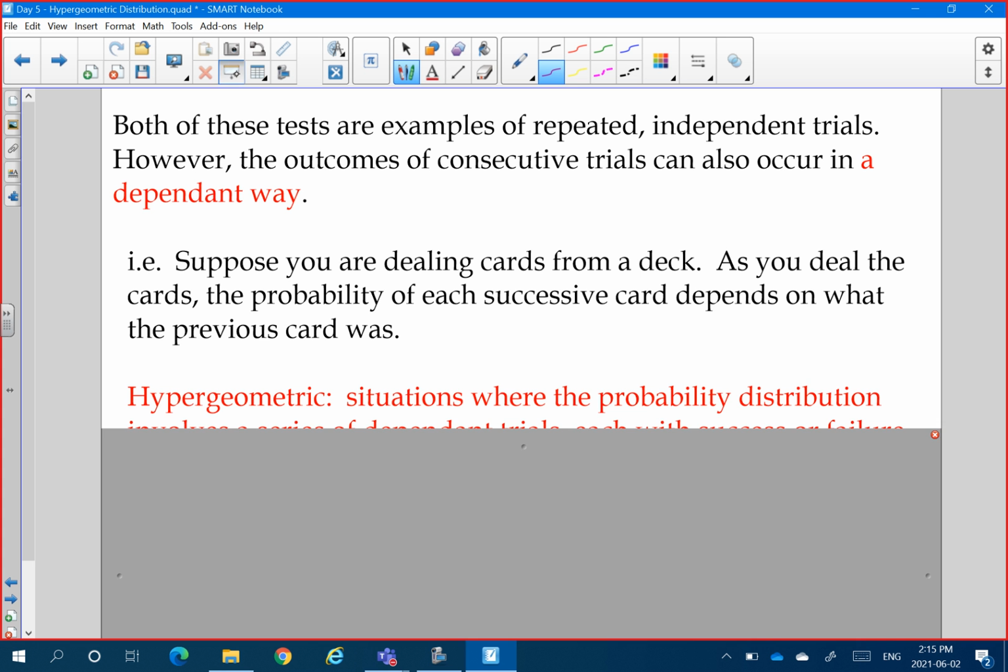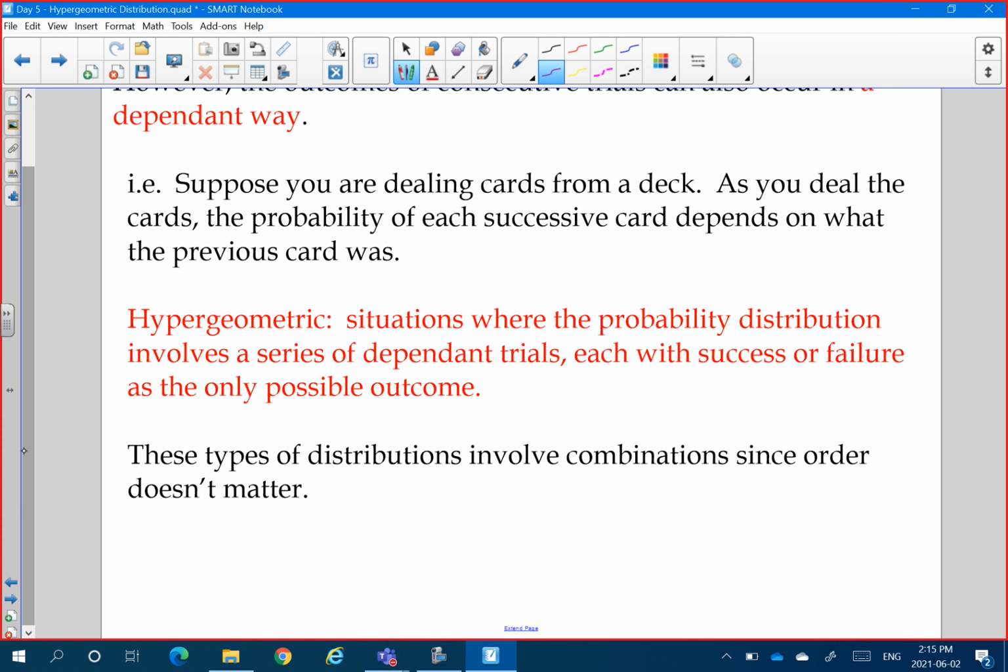So hypergeometric is when the probability distribution involves a series of dependent trials, each of them with success or failure as the only possible outcome. In other words, you can't have a tie. You can only succeed or fail, win or lose. These types of distributions will involve combinations. We just did combinations last unit, so that's really nice, because that's pretty much most of hypergeometric: combinations, because the order doesn't matter.